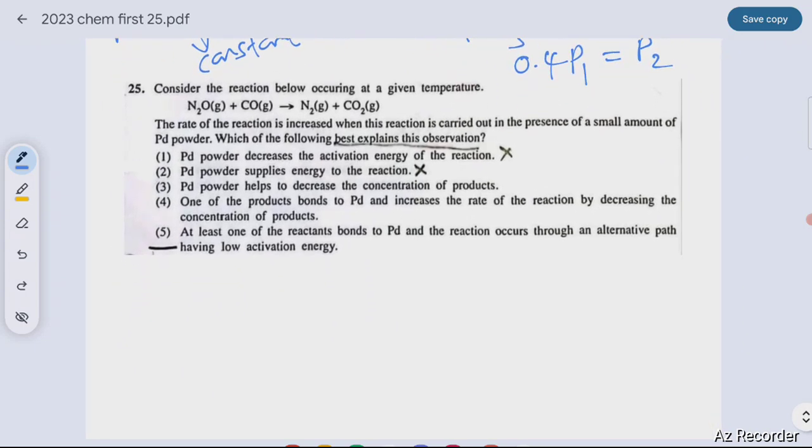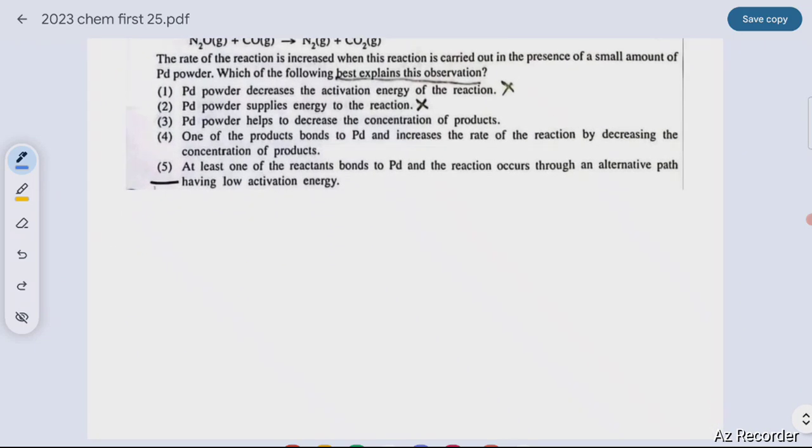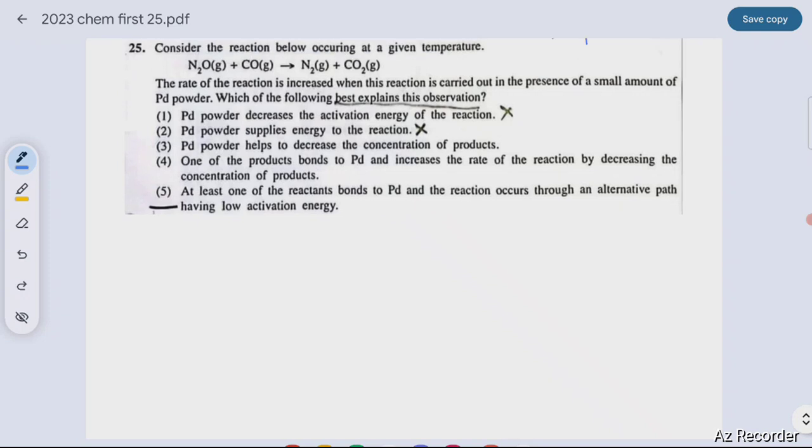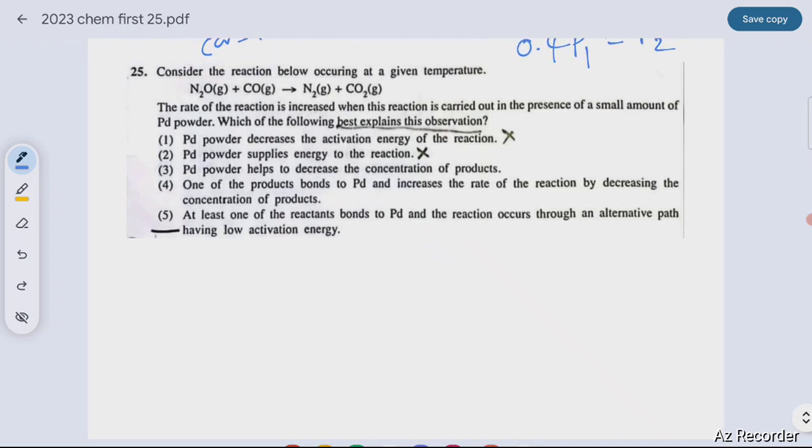25th question. Consider the reaction below occurring at a given temperature: N2O plus CO gives N2 plus CO2. The rate of the reaction is increased when the reaction is carried out in the presence of a small amount of palladium powder. Which of the following best explains this observation?